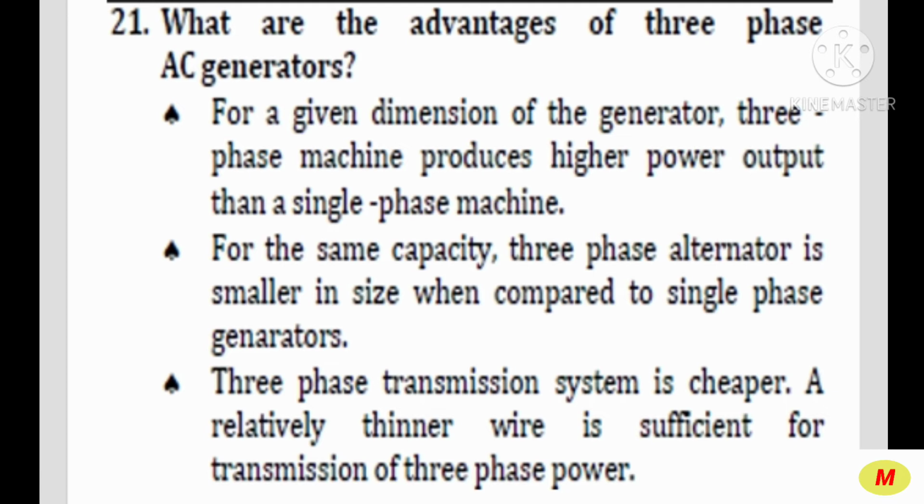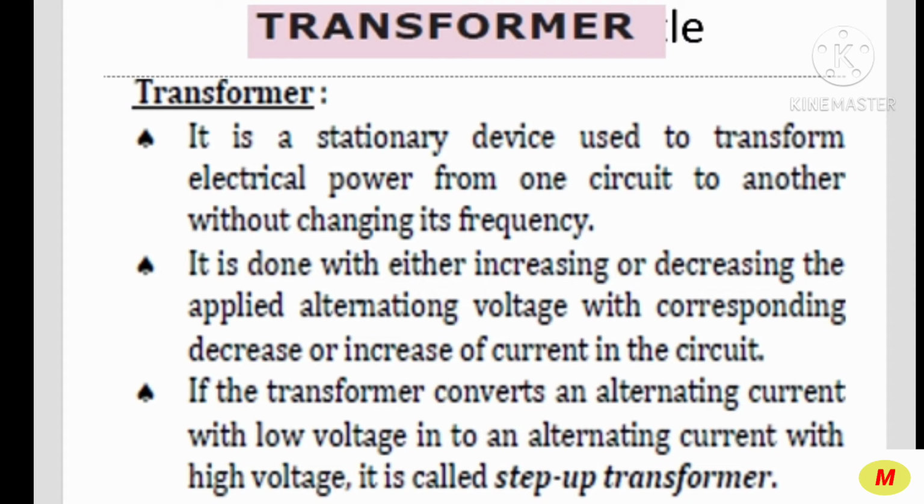3-phase transmission system is cheaper. A relatively thinner wire is sufficient for transmission of 3-phase power. These are the advantages of 3-phase AC generators. Next one is about transformer.